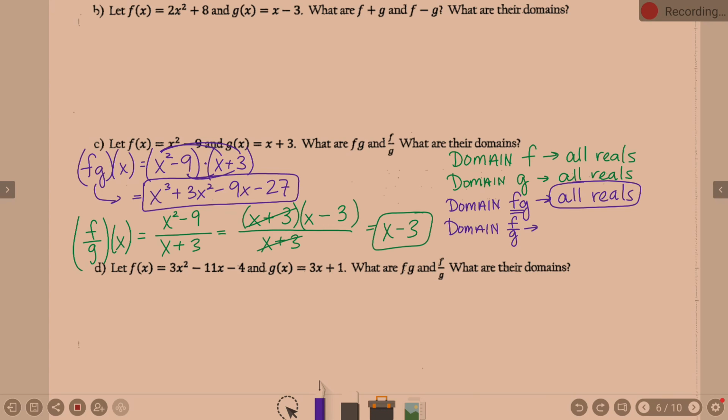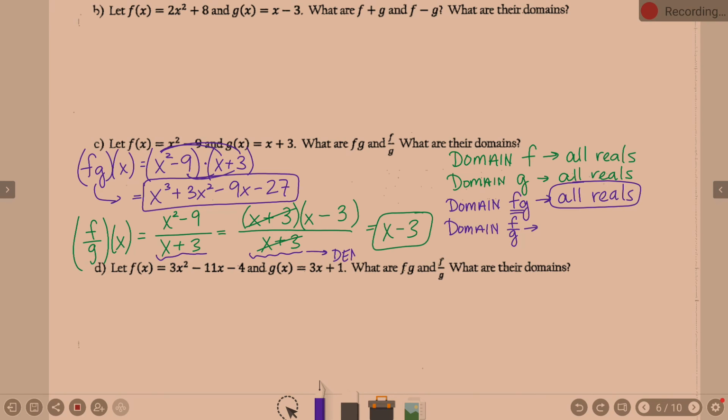Domain of f divided by g. f divided by g created a fraction, yes? What was in the bottom of this fraction right here? x plus 3. What is true about the denominator of a fraction? It cannot equal 0. What value would make x plus 3 equal 0? Negative 3.